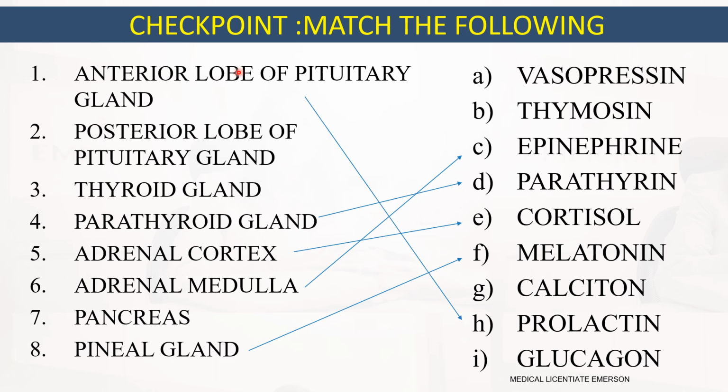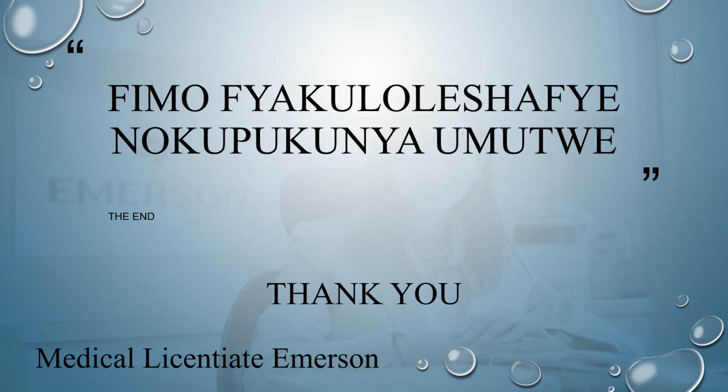Okay. Then the anterior lobe of the pituitary gland produces prolactin. Then the posterior lobe produces what? Vasopressin. Then lastly, we have the thyroid gland, which produces calcitonin. So please remember, if there is no T3, T4, calcitonin is a good answer. Then lastly, we have the pancreas, which produces glucagon.